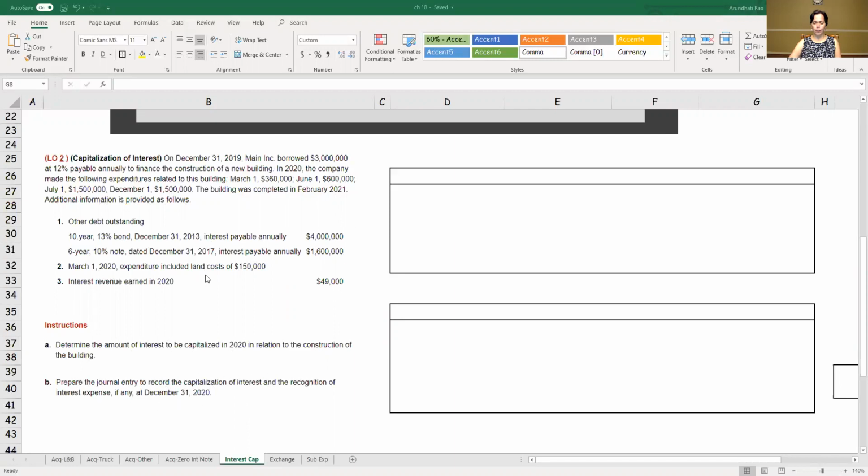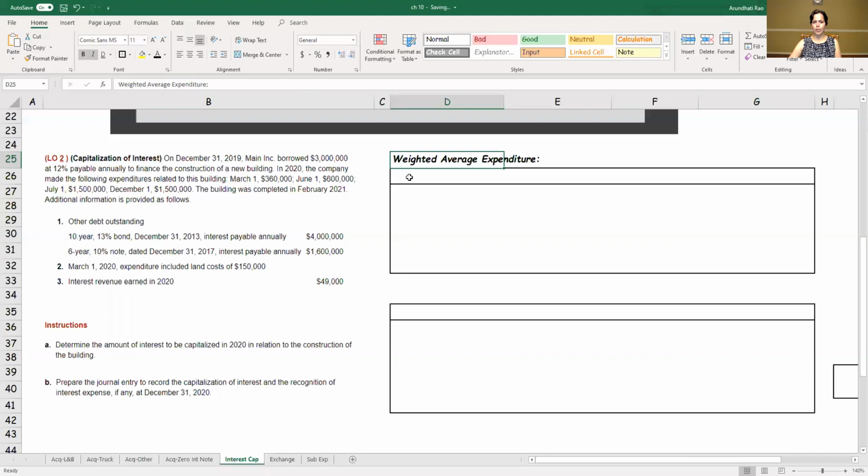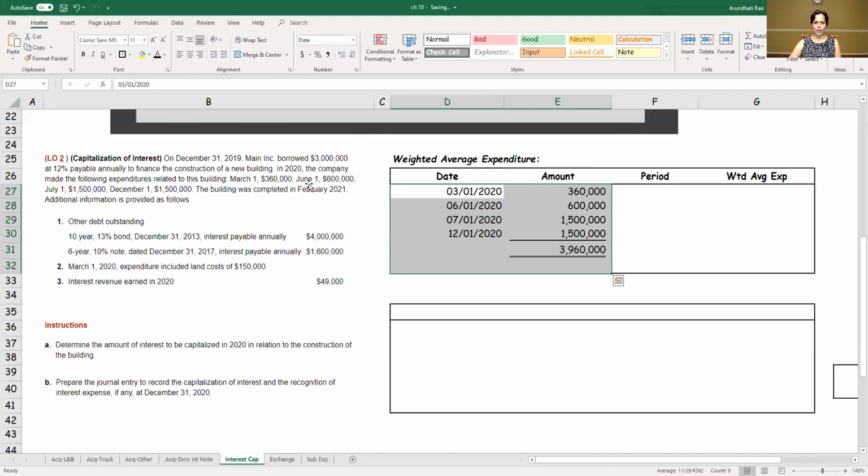So there's lots of information provided over here, and let's see how we're going to work our way through all this information. So the very first thing we need to do is calculate what's called a weighted average expenditure. We've incurred expenditures throughout the year, and we need to find out what the weighted amount is, basically the average amount. So for this, let me show you my column headings, how I'm going to set this up. I have the dates when the expenses were incurred and the amounts incurred. That's fairly simple. I can copy that down over here. On March 1st, June 1st, July 1st, and December 1st. I have four times I've incurred expenditures. The total is $3.96 million.